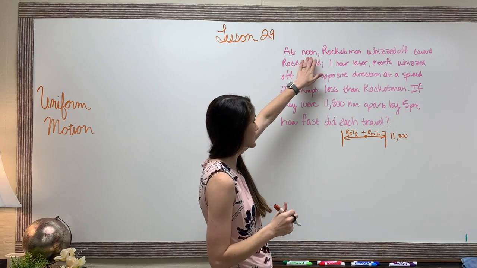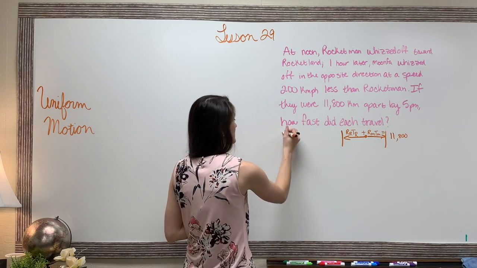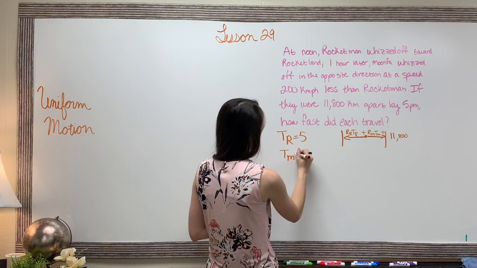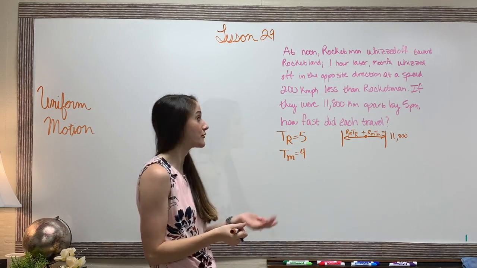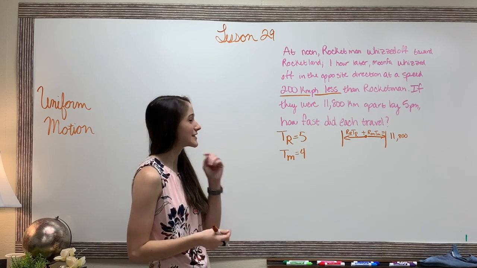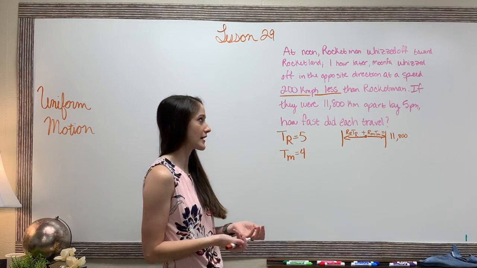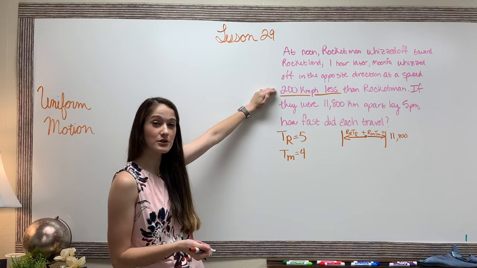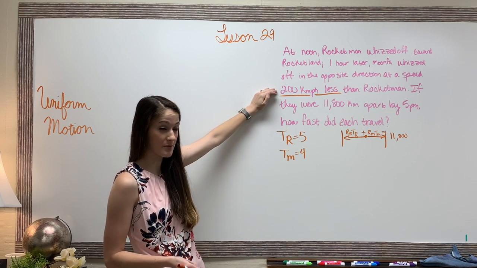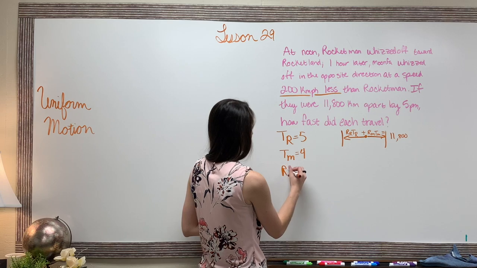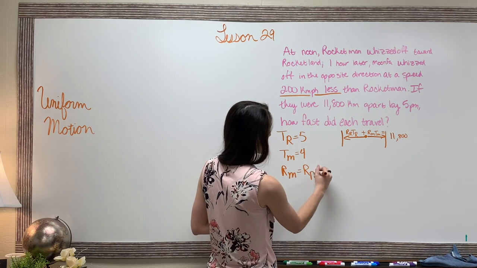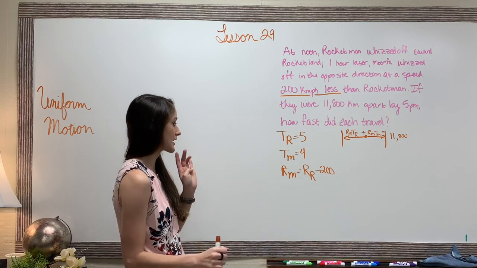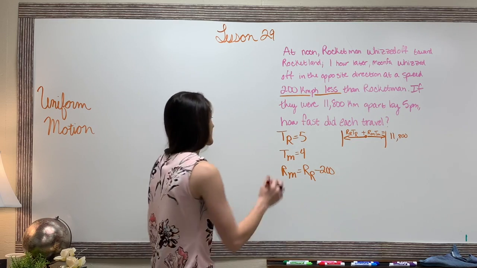We know that Rocket Man left at noon and we're stopping at 5. So the time of Rocket Man is going to be 5 hours. And we know that Moonfa left 1 hour later, so Moonfa's time is going to be 4. We still need one more equation, and it needs to be something about rates because we haven't done anything about that yet. We do notice that Moonfa travels 200 kilometers per hour slower than Rocket Man. So when we're talking about the rate of Moonfa, it is the rate of Rocket Man minus 200. Okay, so now I have 4 variables and I have 4 equations, so I can start plugging this stuff in.